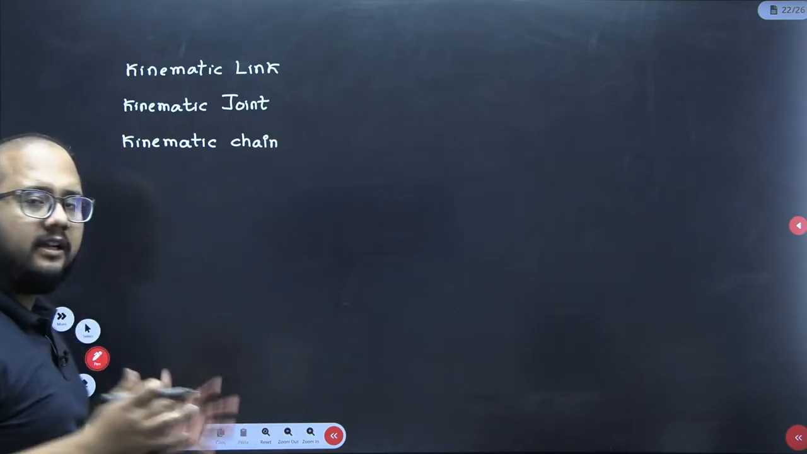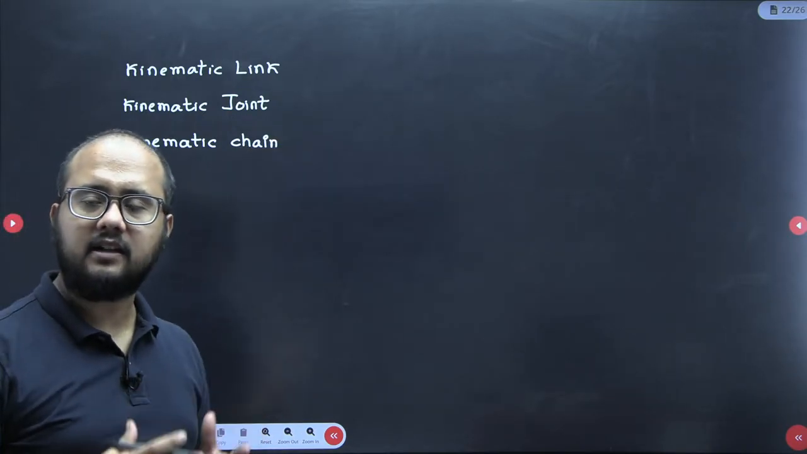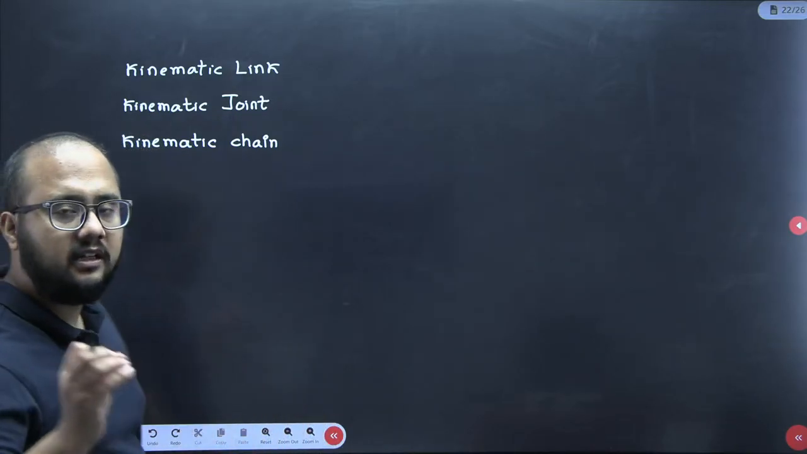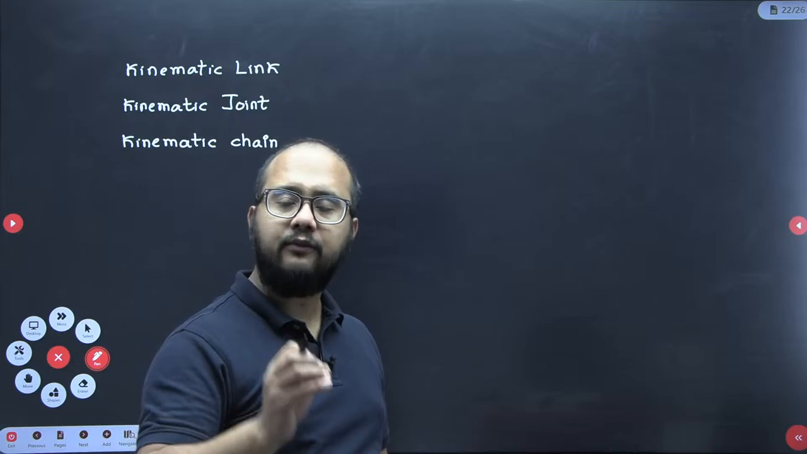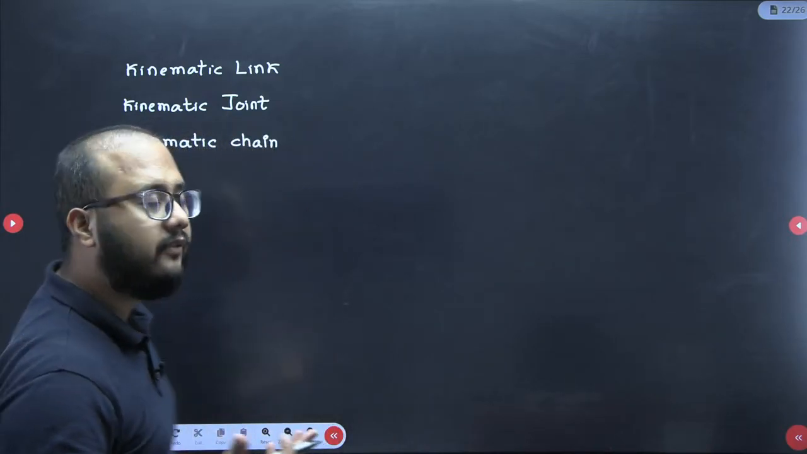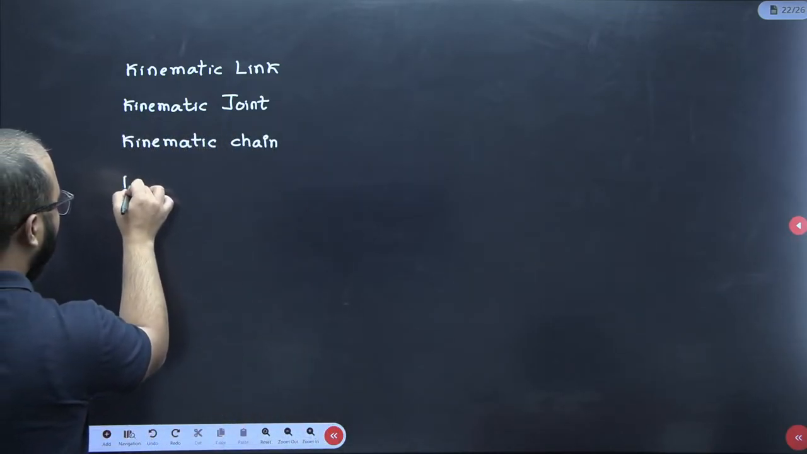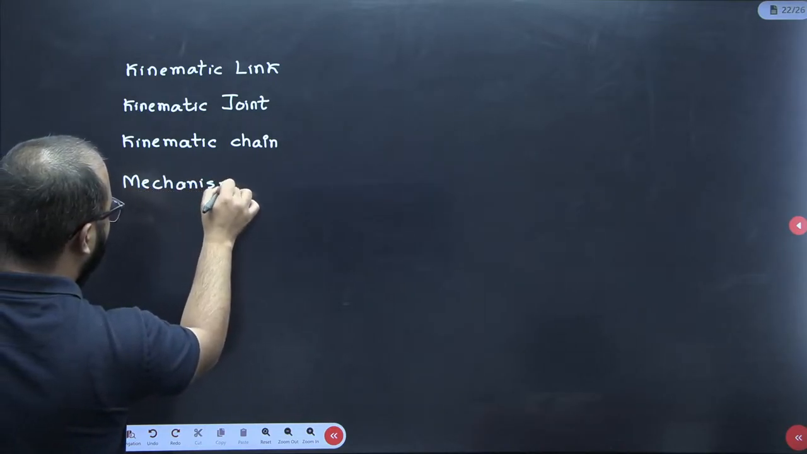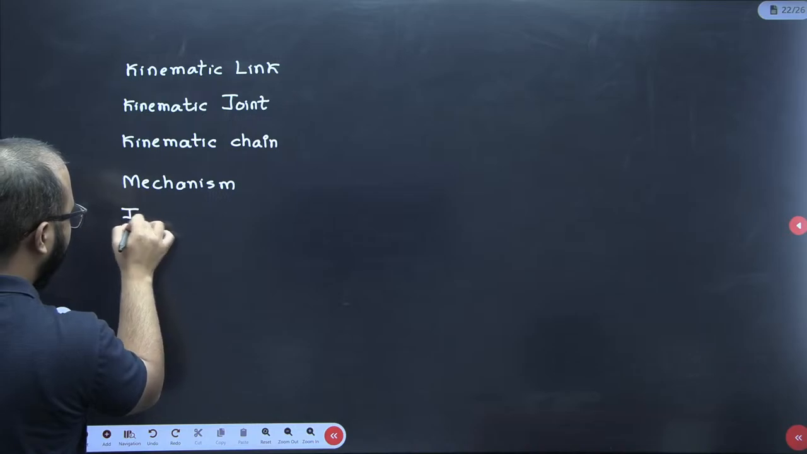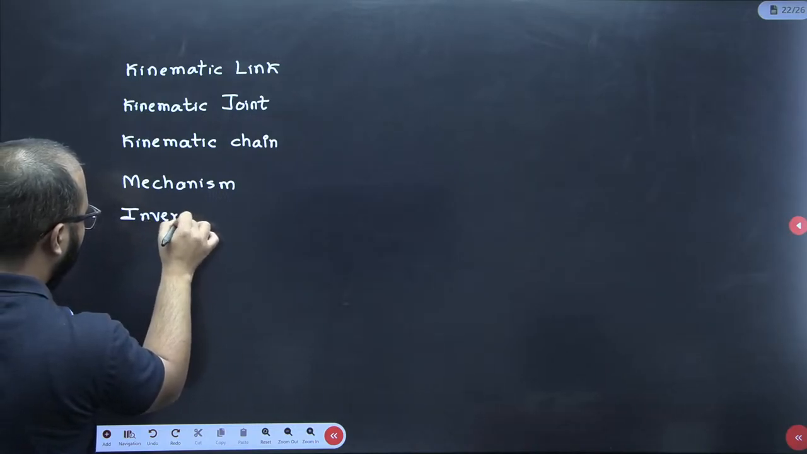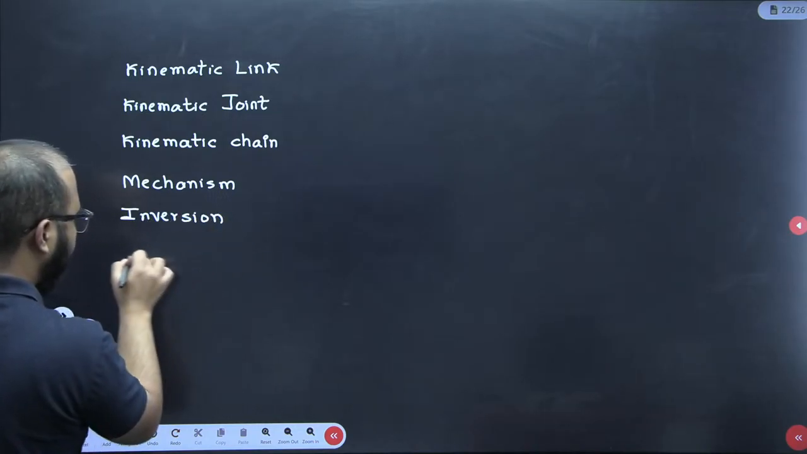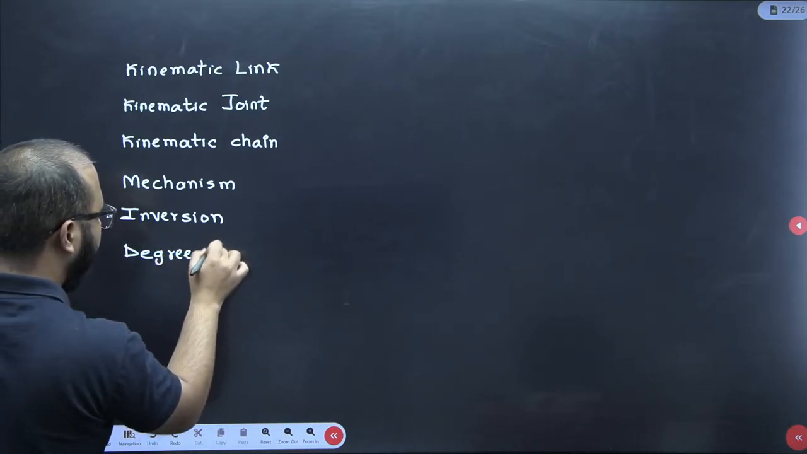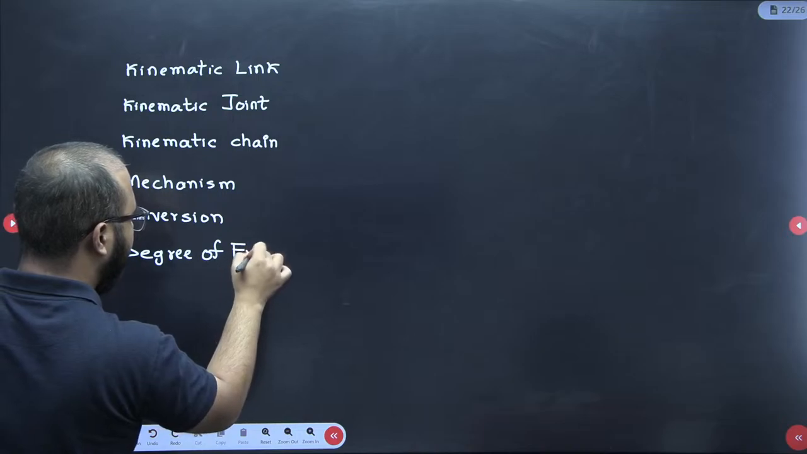Okay, when different links get connected here, we will be getting a kinematic chain. It can be closed, it can be open. Now, in the closed kinematic chain, if any one member is fixed, then what we are getting? Mechanism. This mechanism definition we have discussed in detail. After that, inversions we have discussed. And degree of freedom, a very important topic that we have discussed in detail, okay?